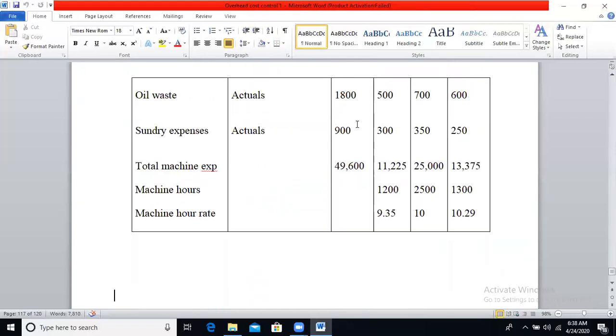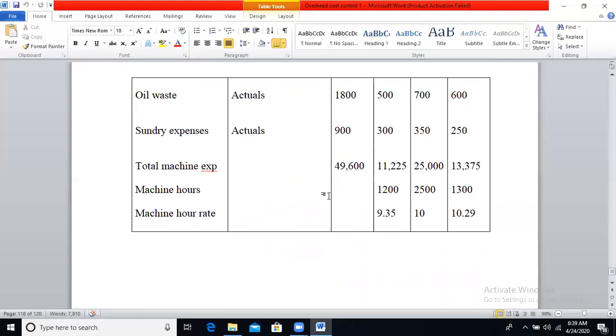Like that, oil waste, we have considered the actual value, 500 for the first machine, 700 for the second machine, and 600 for the third machine. If you add all the three, you will get 1,800. And sundry expenses, 300 for the first machine, 350 for the second machine, and 250 for the third machine. If you add these three values, you will get the actual total value 900. So total column, then machine first column and second machine column and third machine column.